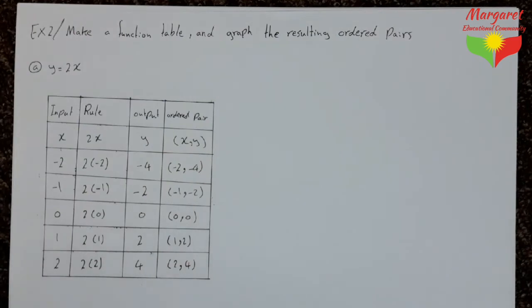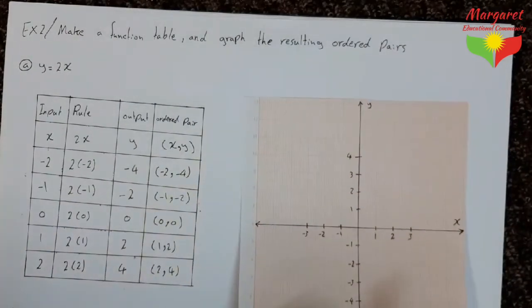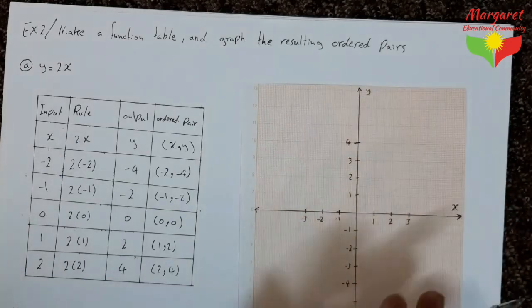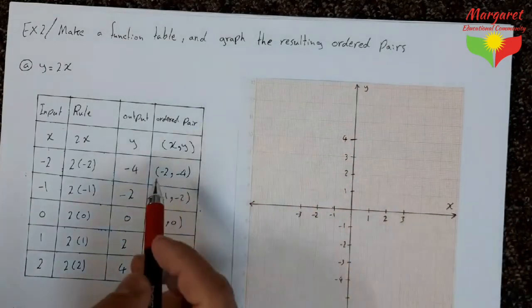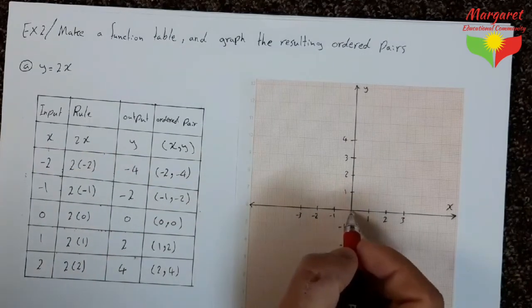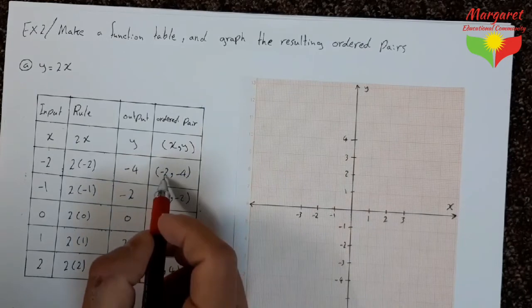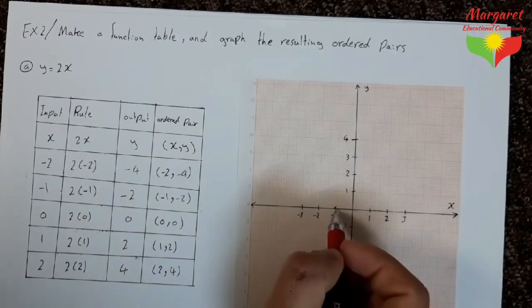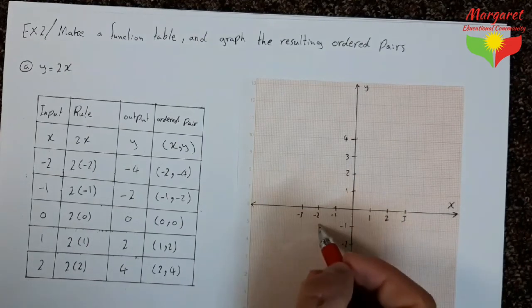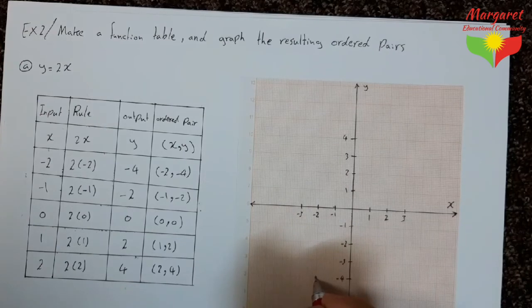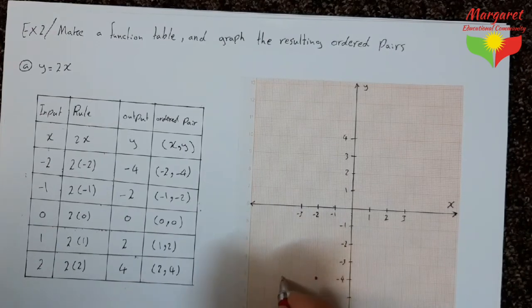Now, to graph the ordered pair, first draw x-axis and y-axis. And to plot minus 2, minus 4, start at the origin and move 2 units to left and 4 units down. So 1, 2 and 1, 2, 3, 4. Plot the point minus 2, minus 4.